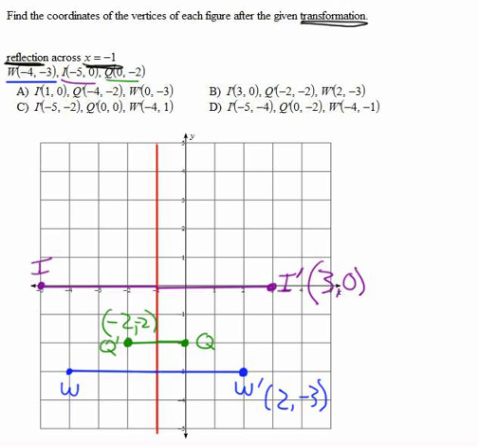Okay, so now I just have to look for which answer has I prime at 3, 0, Q prime at -2, -2, and W prime at 2, -3, and I see my answer is B. So the answer to this problem would be B. The key thing to see is that just because my line of reflection isn't an axis, it's not the x-axis or the y-axis, I follow the same rules as I always do for reflection.